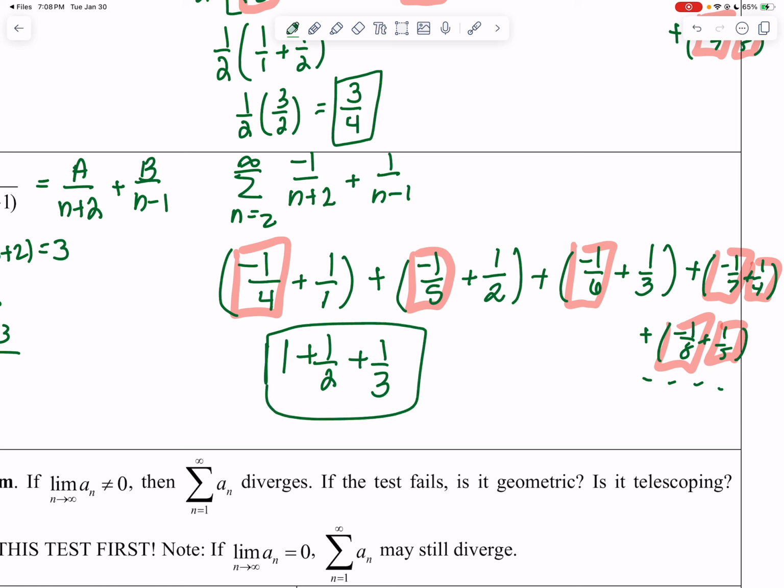If you want to keep it like this, you can. If you want to simplify it, you can. If you simplify it, it is going to be 11/6.